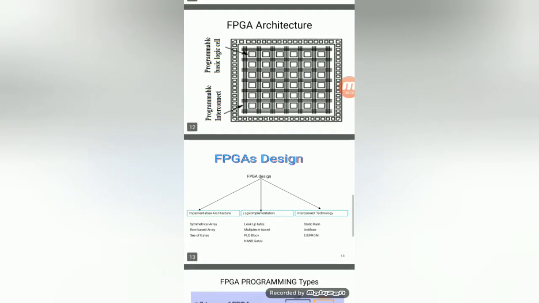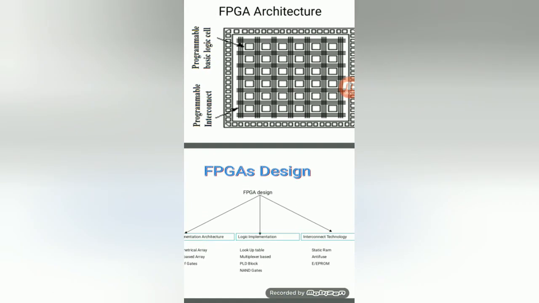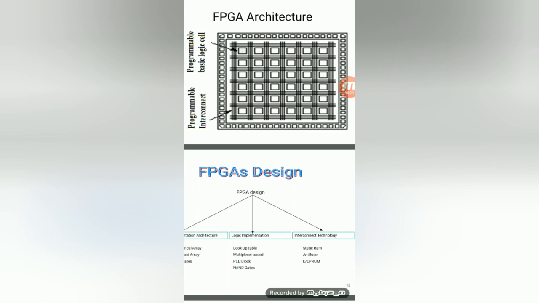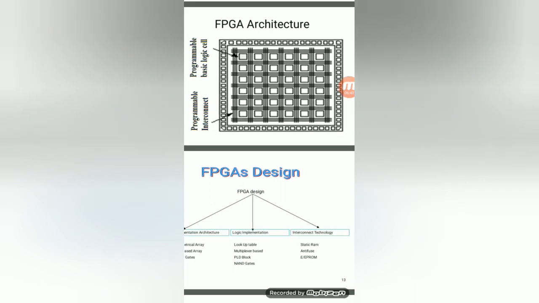The basic architecture of FPGA is shown in the figure. It consists of IO blocks, logic blocks, and interconnections between all these logic blocks. The programmable basic logic cell and programmable interconnect are shown in the figure. For the interconnect we can use two different methods, fuse and anti-fuse. Fuse is also called SRAM, and anti-fuse is also called one-time programming. You can go through the details next.